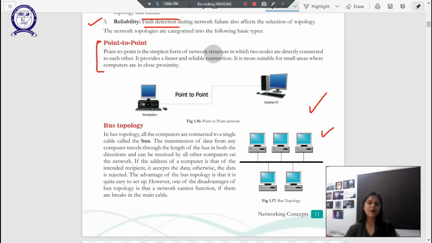It is the simplest form of network. Even the name suggests that any nodes in the system are directly connected to each other. It provides a faster and a reliable connection. So it's very suitable for small areas where computers are in close proximity.